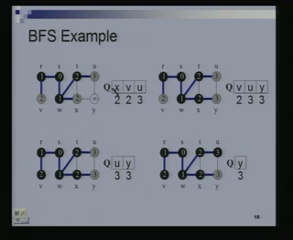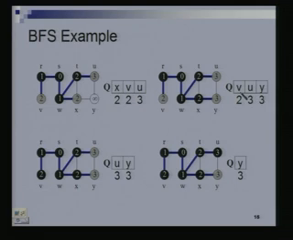Now I knock X out of the queue, and it gets colored black. I look at its neighbors which are white. This is the only one which is white, so this gets a label of 3, gets colored gray, and is added to the queue. So, Y is colored gray, gets a label 3, and is added to the queue. This is what the queue looks like now.